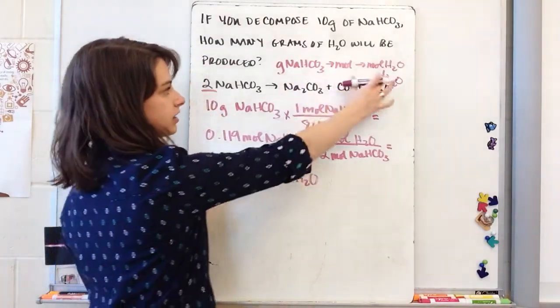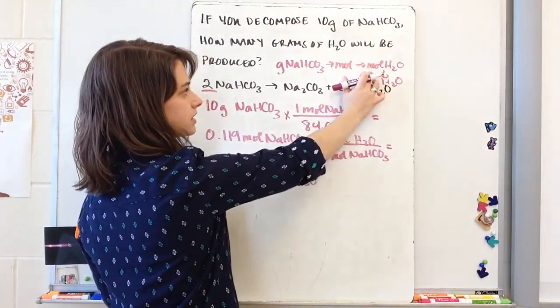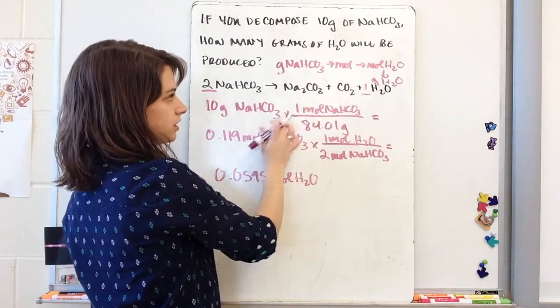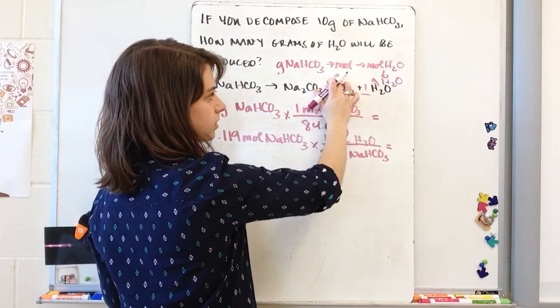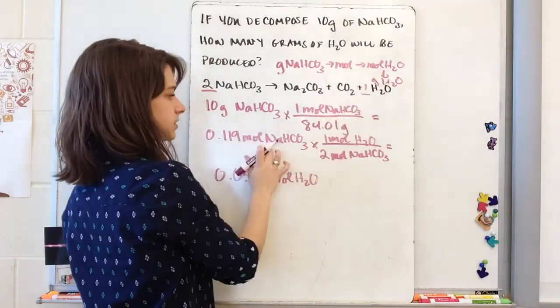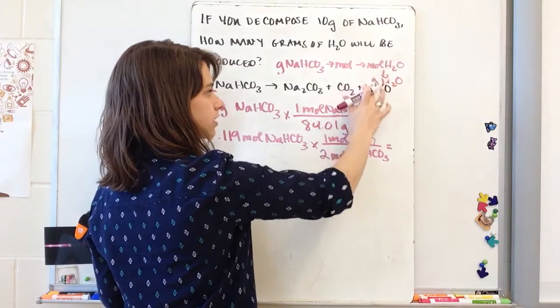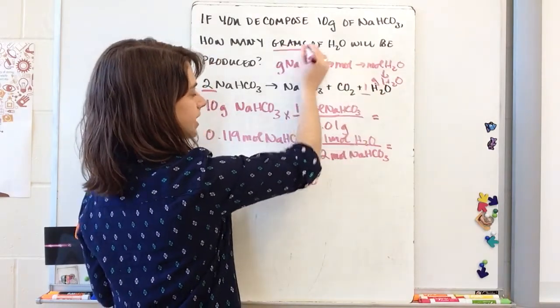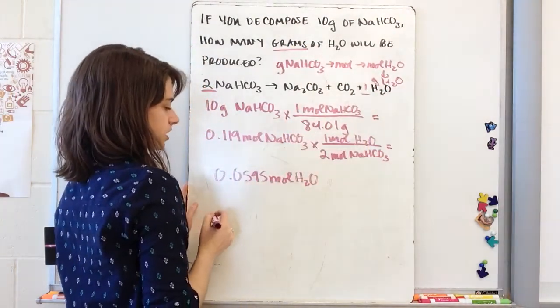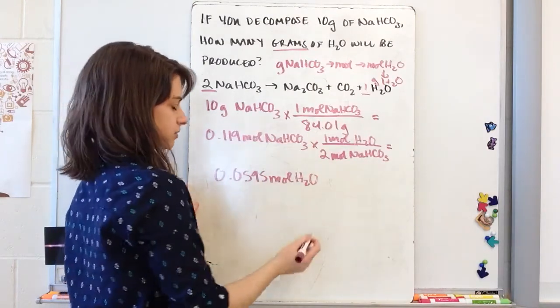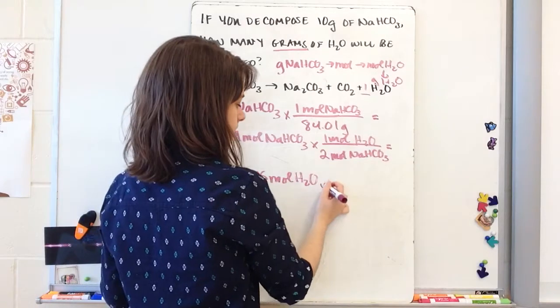Okay, so that was this step. I've gone from grams to moles. That was this step here. And I've gone from moles of sodium bicarbonate to moles of water. That was this step here. And now my last piece is to go from moles of water to grams of water, because my question asks for grams. So I'm going to take this number of moles and go back to grams, which means I'm going to multiply by the molar mass.